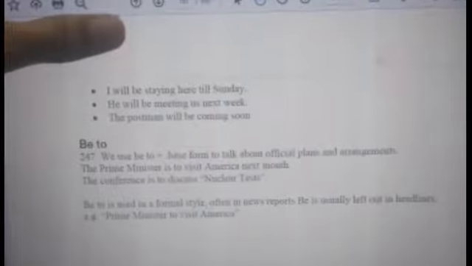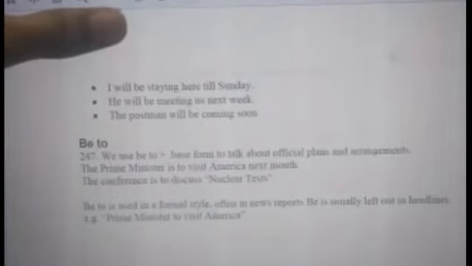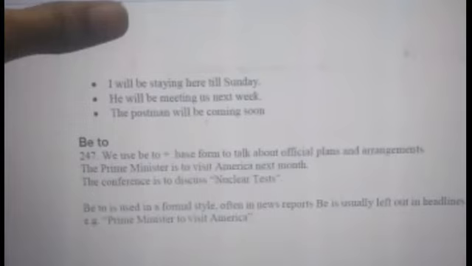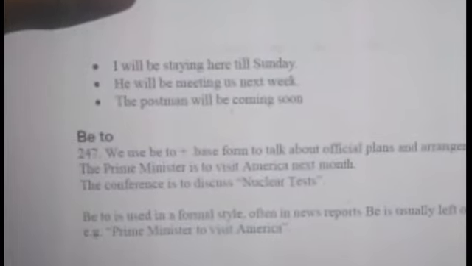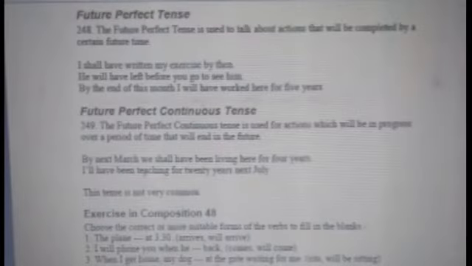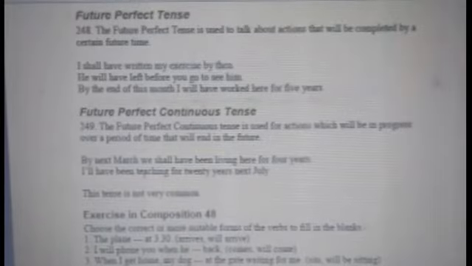And next, we use be to plus base form to talk about official plans and arrangements. The Prime Minister is to visit America next month. The conference is to discuss nuclear tests. So these are the examples for future continuous tense.